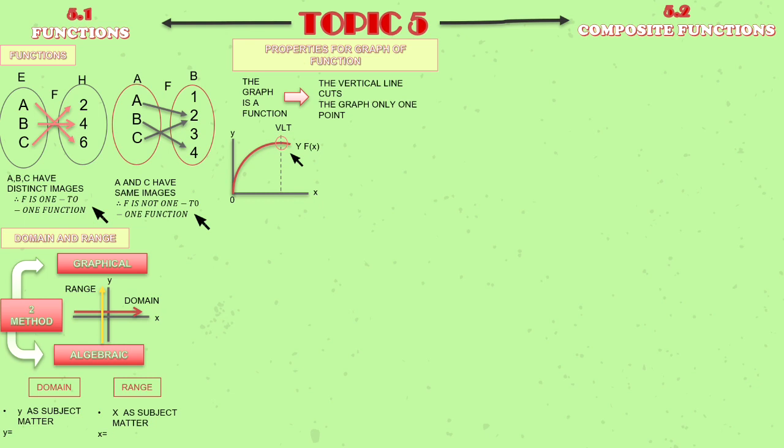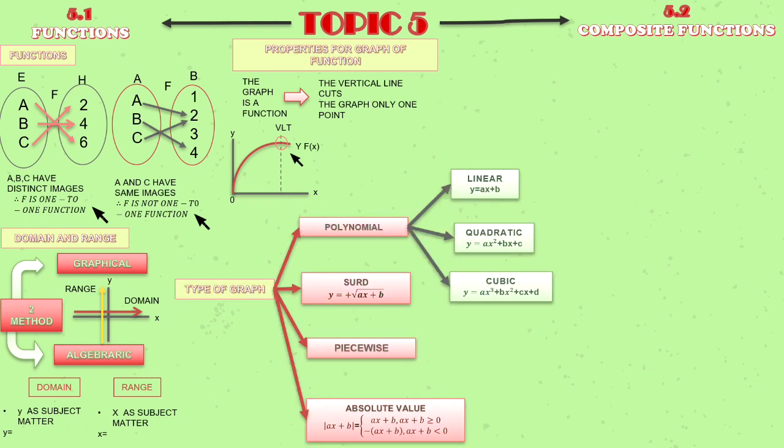For the second method, we use the algebraic method. To get the domain, you must put y as the subject, and to get the range, you must put x as the subject. For this topic, we will see four types of graph. First one is polynomial, so we have linear, quadratic, and cubic. We also have surd, piecewise, and absolute value.